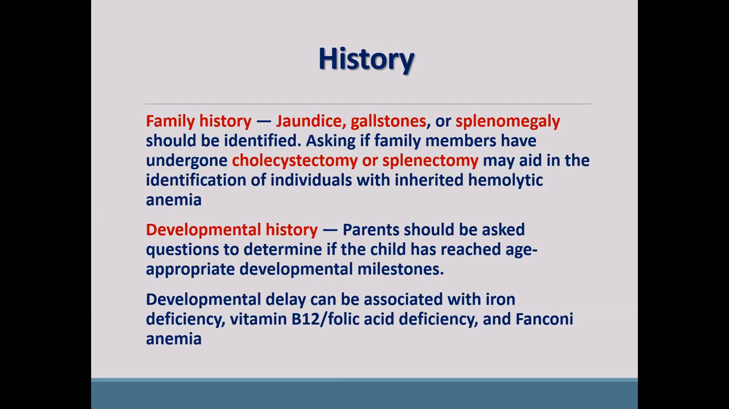Developmental history: we should ask the parent to determine if the child has reached age-appropriate developmental milestones, and this is especially associated with iron deficiency and, to a lesser extent, vitamin B12 and folic acid deficiency. Why? Because, as you know, iron is an important coenzyme for cytochrome, which as a neurotransmitter is essential for the neurodevelopmental function of the brain.